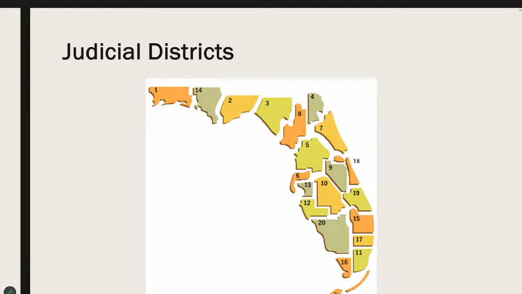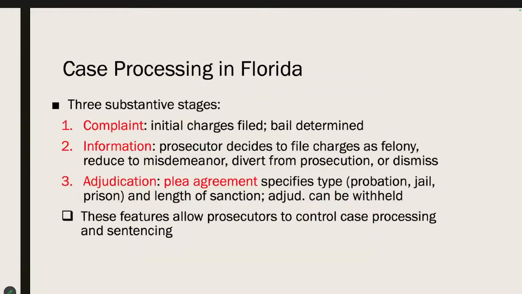In terms of the case processing itself, there are three distinct stages in case processing. The first stage is the complaint stage. I should mention all these are felonies. The first stage is the complaint stage where police make a felony arrest. They recommend the initial charges to prosecutors. And in this stage, those charges are filed. The judge reviews them to make sure there's enough probable cause to support the arrest and the charges.